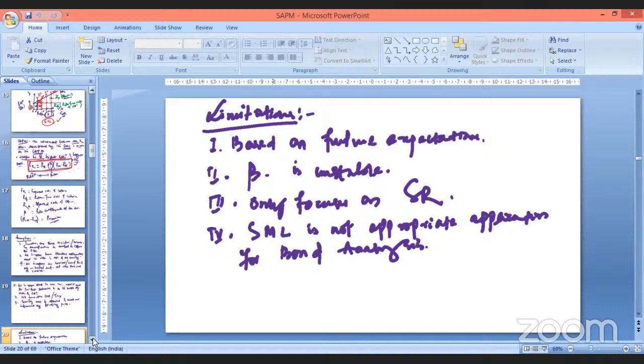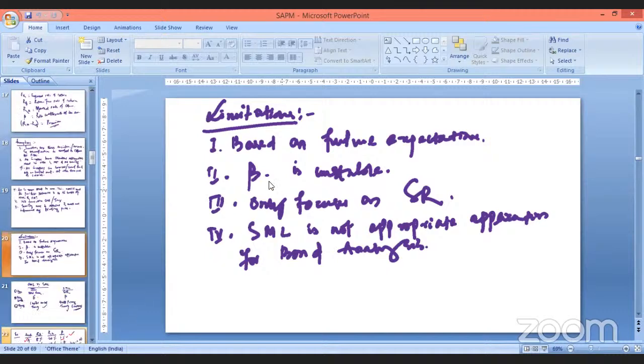Sir, the second point. Which one? Second point: beta is unstable. That means beta is volatile. It can fluctuate. Whenever we are picking any security, let's say I am picking security A, some risk is associated with security A, and that risk I am calling beta. So beta may not be fixed. It is unstable. It can be changed. That means it is changeable. Clear? Up to this, any doubt?